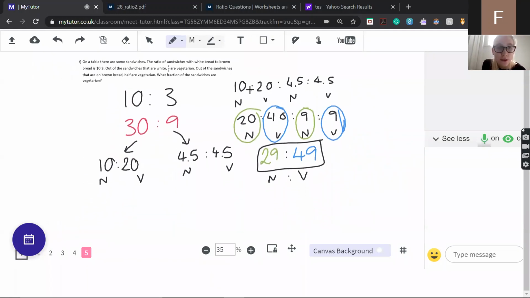So now we just need to work out what fraction of that is. Well, if we have got 29 non-vegetarian and 49 vegetarian, then we've got 78 sandwiches total, right? That's what 29 plus 49 is. And 49 of them are vegetarian. So 49 out of 78 of our sandwiches are vegetarian.